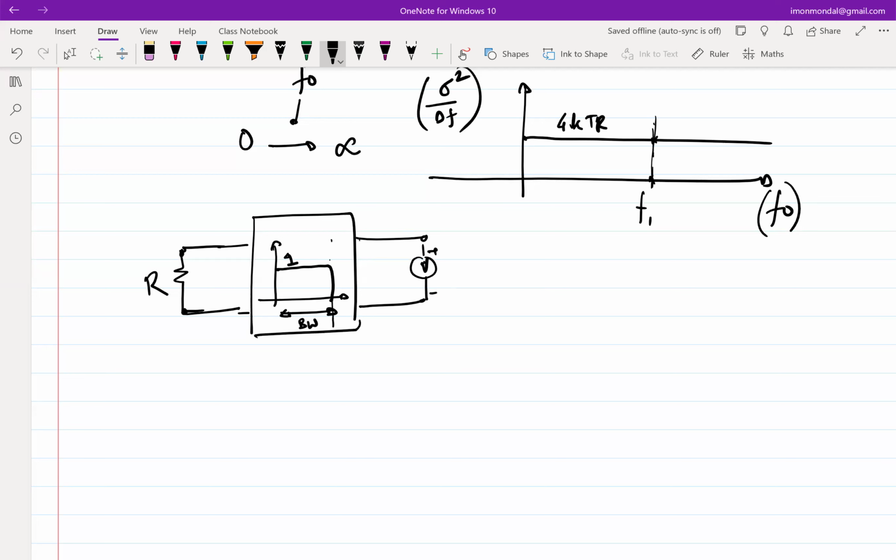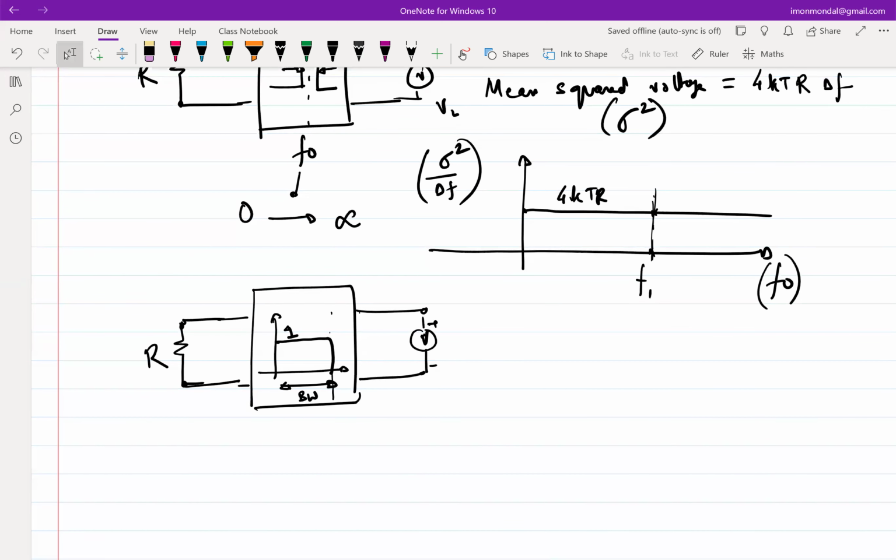So the noise spectral density is essentially this, right? In this case, if I say this is the bandwidth, BW, what will I get? What will be the observed spectral density at the output? What will it look like? Yeah, it will be 4kTR till the bandwidth, and then it will go to 0, right?